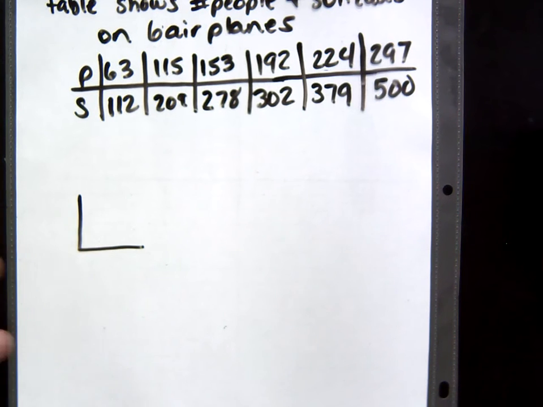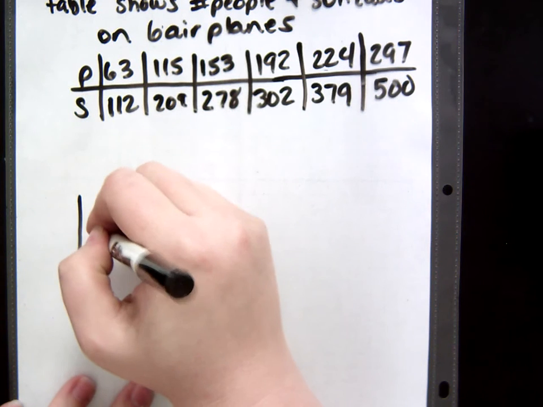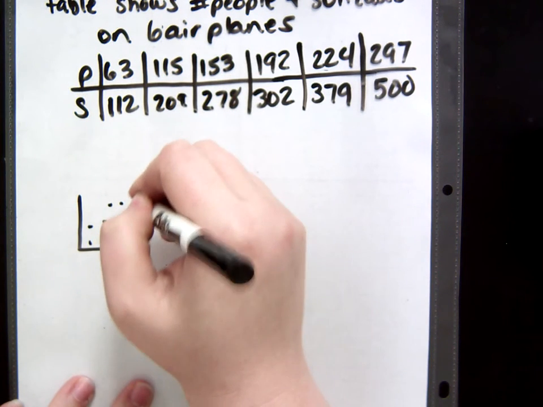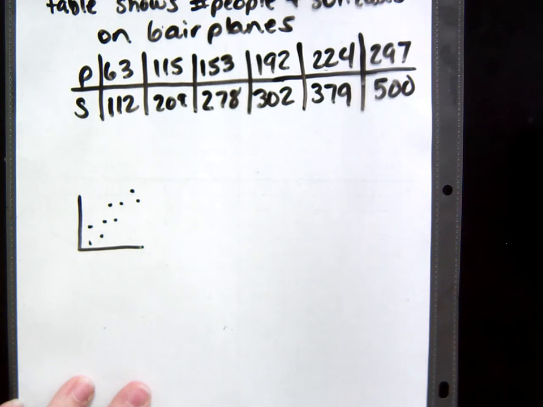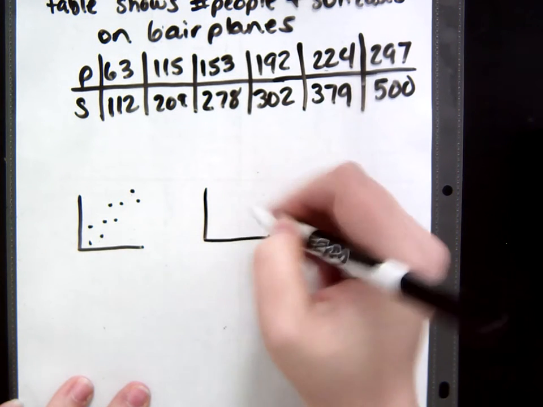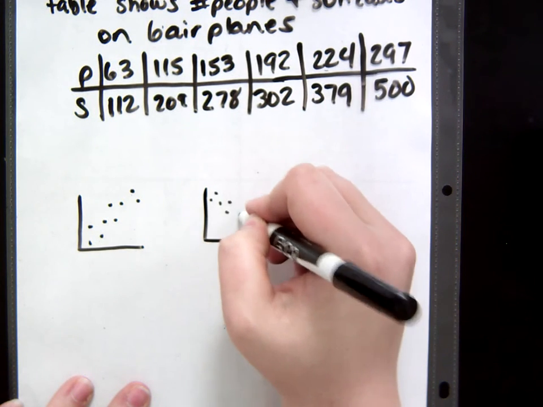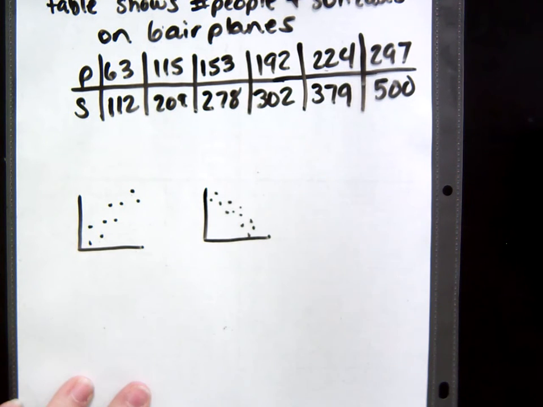In a scatter plot, you might have just scattered points. And they might follow a general trend, like this shows a positive correlation. Or it might have a negative trend, negative correlation.